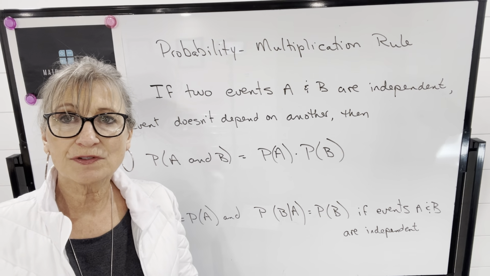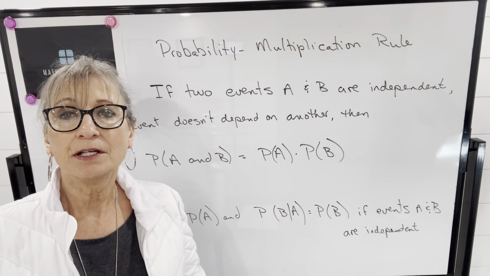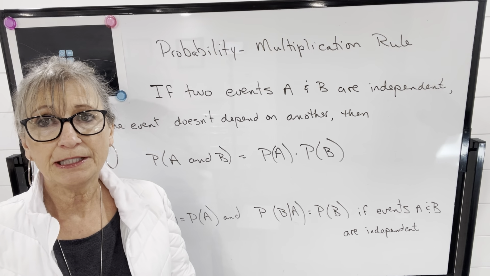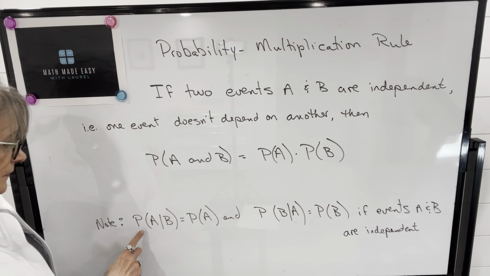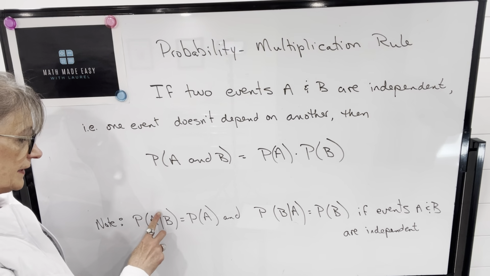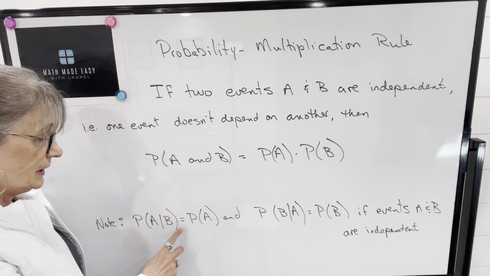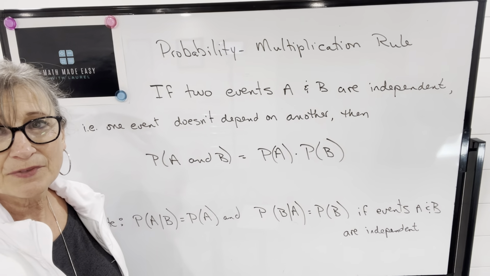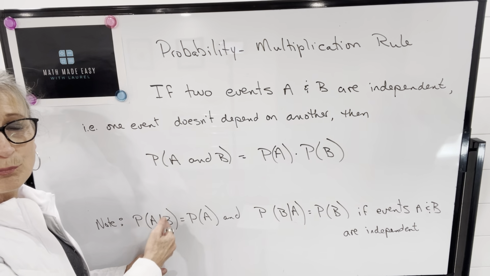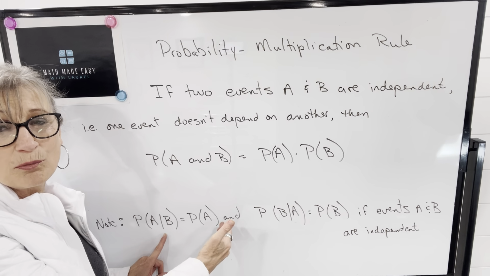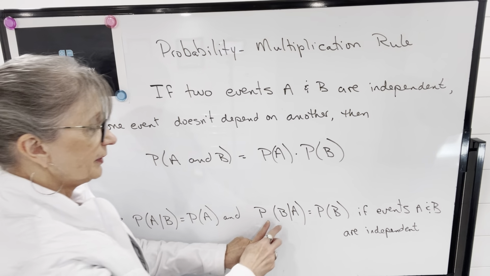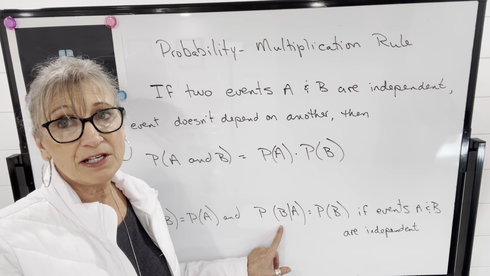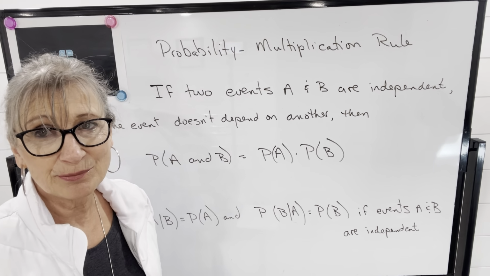I want to just introduce some notation that you're going to see when you're working with the multiplication rule with dependent events. It's also called conditional probability, and that's this notation here. The probability of A, this line means given B, is equal to the probability of A if the events are independent. It means it doesn't matter if B happens or not. Probability of A, regardless of B, is just the probability of A. Similarly, the probability of B given A will just be the probability of B. It doesn't matter if A happens or not, if the two events are independent.